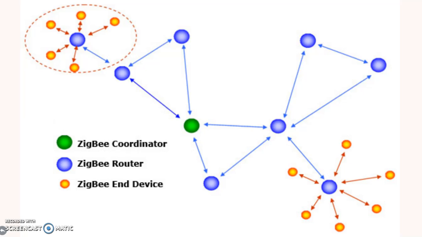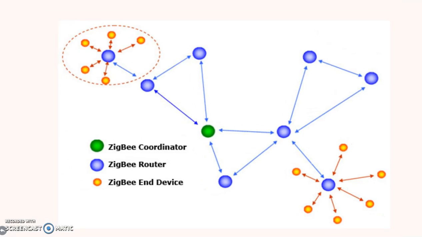The ZigBee router acts as an intermediate to pass the data from other devices, while the ZigBee end devices talk to the parent node. The focus of ZigBee is to distribute work among many different devices which reside within individual ZigBee nodes.